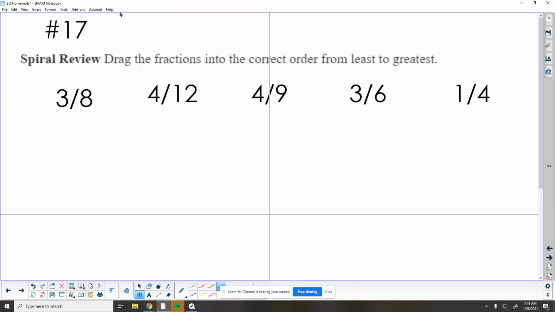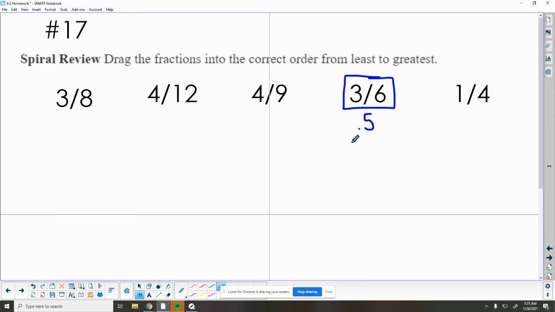Okay, and our last one asks us to drag the fractions into the correct order from least to greatest. I notice I have 8s, 12s, 9s, 6s, and fourths here. So we need to make common denominators, or use another strategy to compare these. I'm going to start here. I noticed something about 3 and 6. What do you notice about 3 and 6? Well, I know that 3 is half of 6. So this is the same thing as a half, or 50 cents.